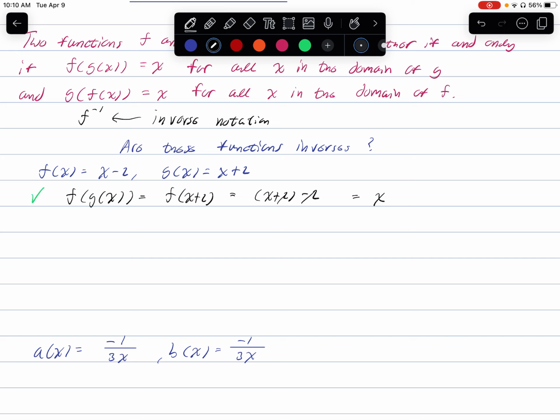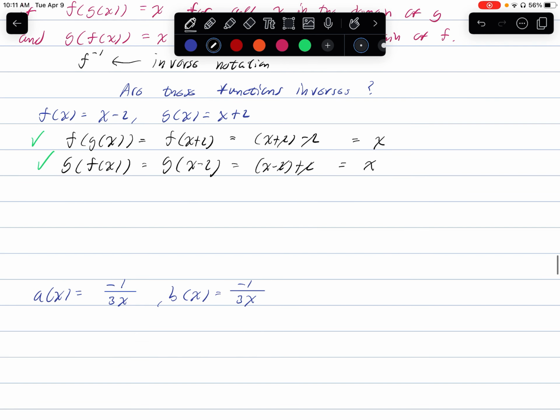Let's see if the other direction is good. Now we can do g of f of x. That's going to give us g of x minus 2, and that's going to give us x minus 2 plus 2. If we combine like terms, these will cancel, and again we get x. So this one is also good. So yes, the answer is yes. These two functions are inverses of each other because their compositions in both directions are equal to x.